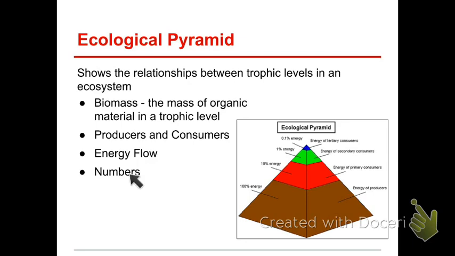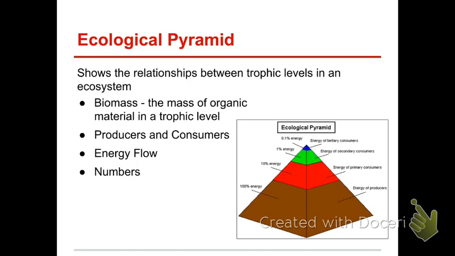What's also interesting is the number of individuals. We'll talk more about this a little bit later in a few slides, but if you were to count up all the producers in an area, they would outnumber the number of primary consumers, who would outnumber the number of secondary consumers, who would outnumber the tertiary consumers. You have very few top predators compared to members below them.